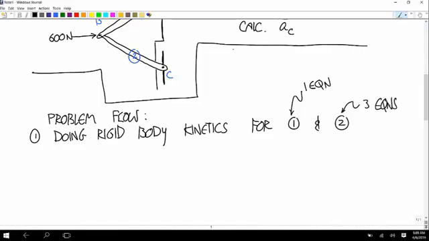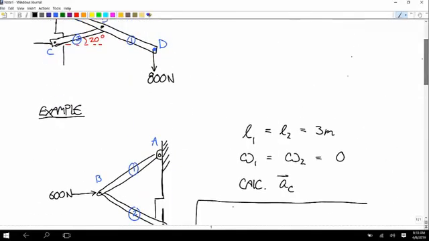Why the difference in the number of equations? There's a fixed point for 1, so we're only going to use the rotational equation. There's no fixed point for 2, so we're going to use both. Yep. No, those are up there. Oh, no, they're not. 10 kilograms each.